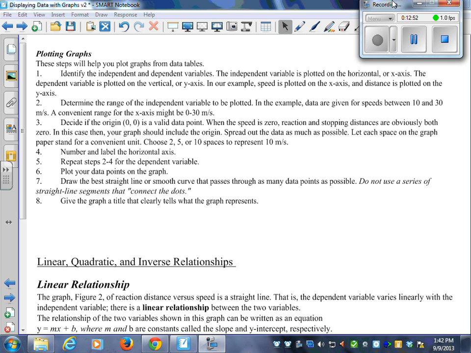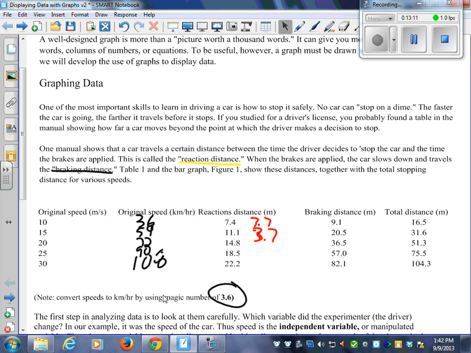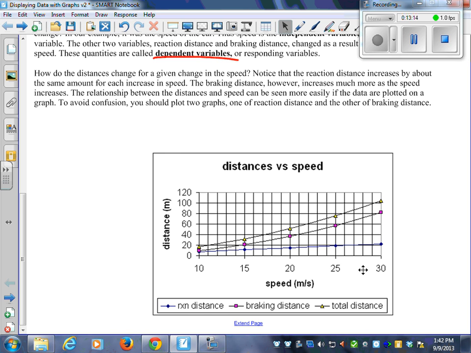The independent variables plot on the horizontal or x-axis, the one down below, right? The dependent variables plot on the vertical or the y-axis. In our example, speed is plotted on the x because I had control over my speed, and distance is plotted on the y-axis. Okay, and that was what we had for our graph here, right? I got speed down here, I got distance there.